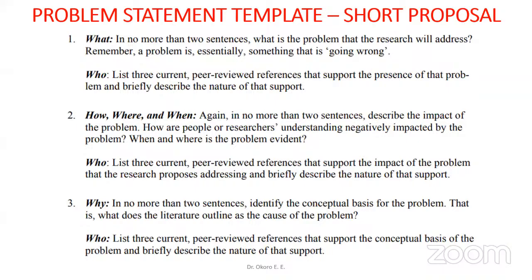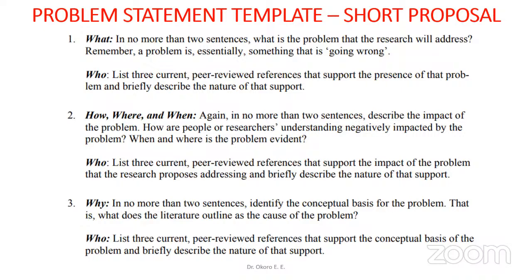Then the next thing becomes who. And the who here tells you about the peer review references, that's literature, the body of literature that supports or describes this nature of problem. Then we look at how, where, and when. So with those also, you will describe the impact of this problem.